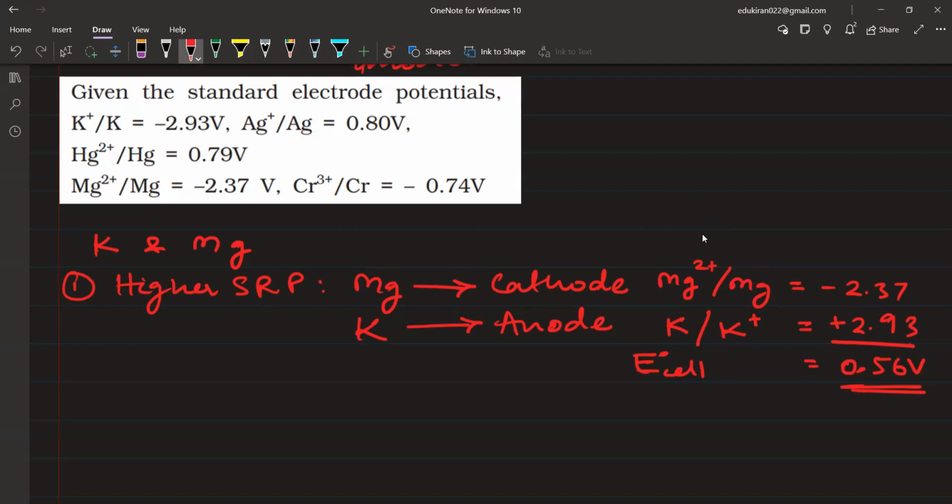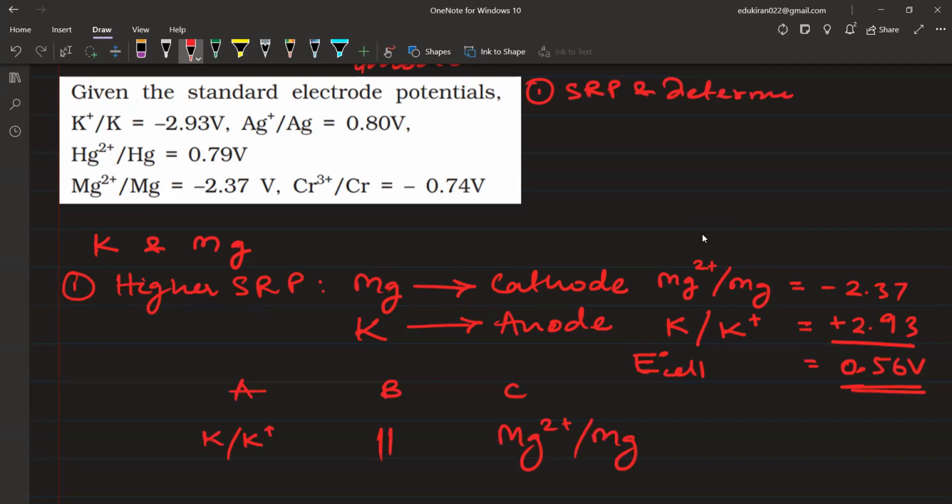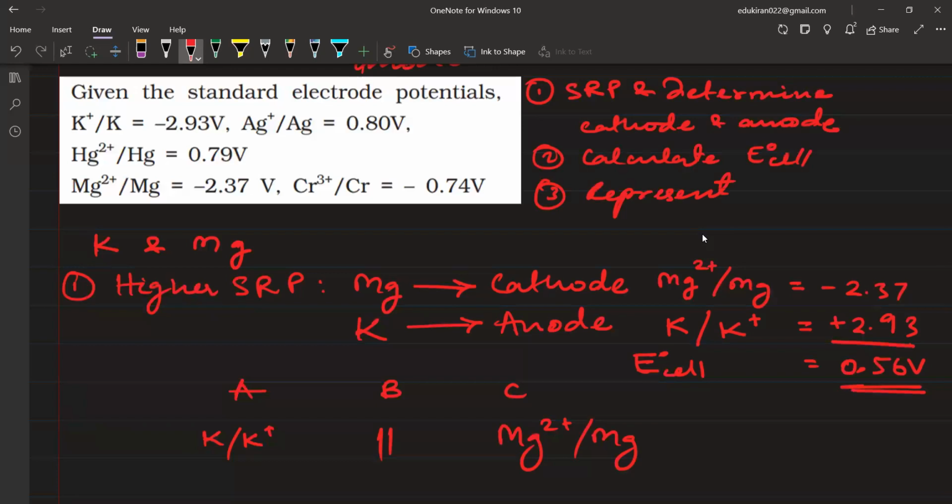And how are you going to represent the cell? First of all, anode, A, B, C. For anode, we will have K to K positive. Then we have the bridge. For cathode, we have Mg2 positive to Mg. So first we look at SRP and determine cathode and anode. Then you can calculate E naught cell and then you can represent it. All of you, yes or no, please tell me. Yes, sir.